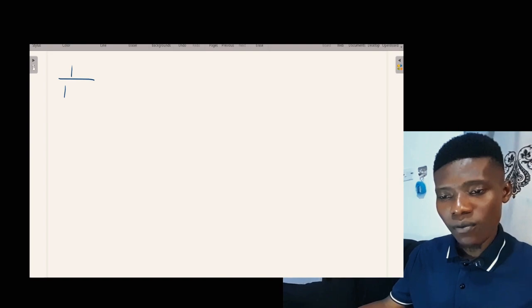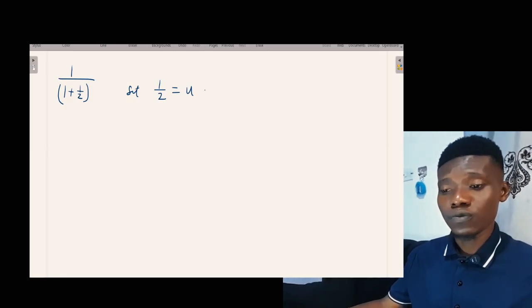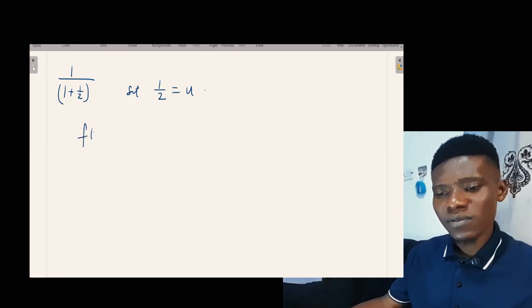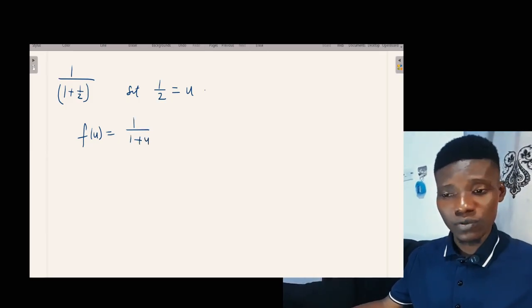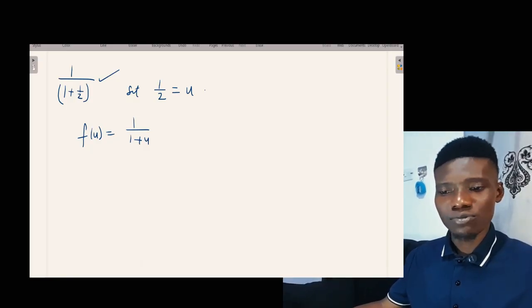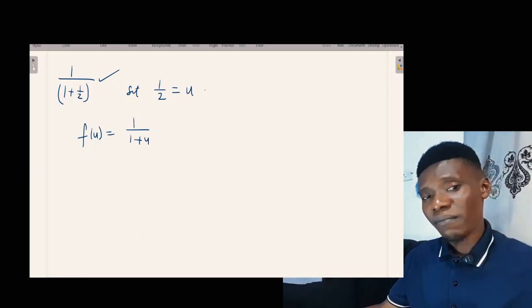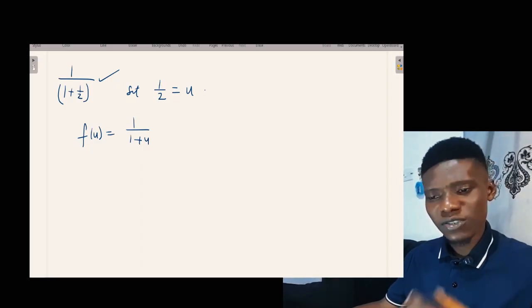1 over 1 plus 1 over z. Let's set our 1 over z to be u. If 1 over z equals u, then I want to deal with f of u, which is 1 over 1 plus u. This is what I want to deal with. Although this is what I want to express as a Taylor series, I'm converting it to u. Why? Because dealing with 1 over z directly might not end up well. So let's do it this way.